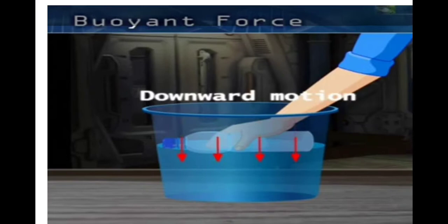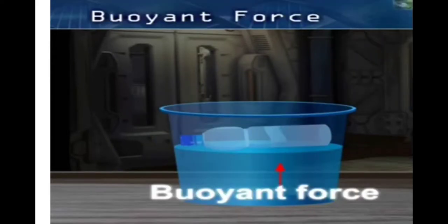Now release the bottle. If the bottle is released, it rises to the surface of the water and floats on it. In the above examples, the upward force experienced by an object immersed in any liquid is called the upthrust or buoyant force. This force acts opposite to the force of gravity.